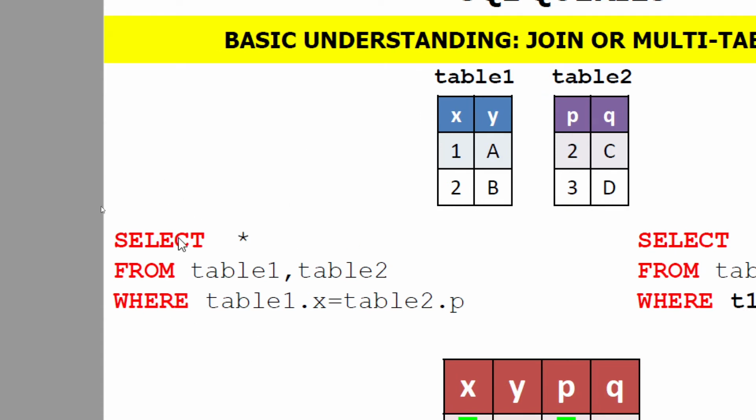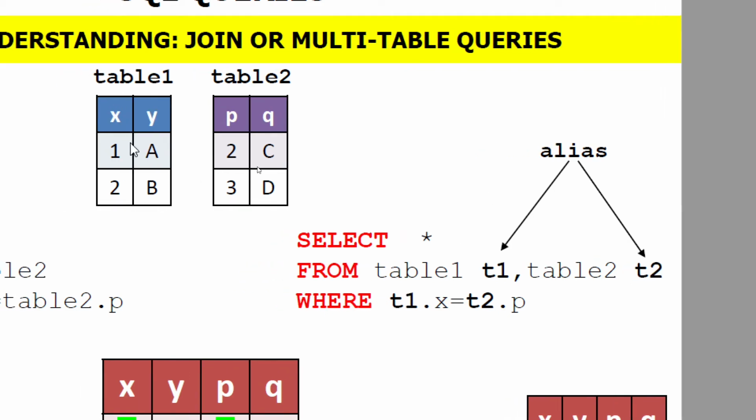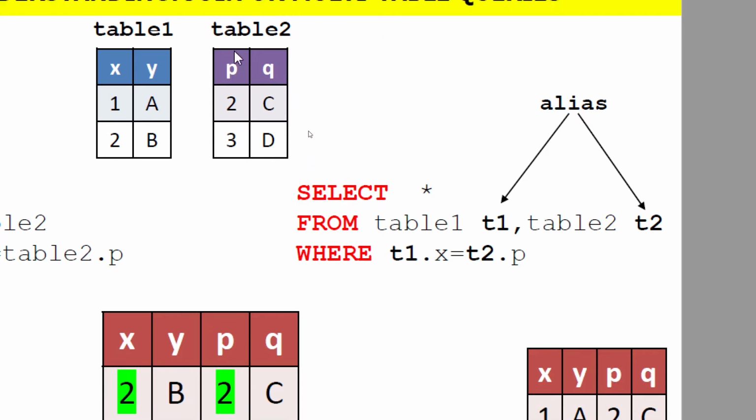I can write this same thing as select star from table 1 t1, table 2 t2, where t1 and t2 are my aliases. So I can say t1 dot x is equal to t2 dot p.